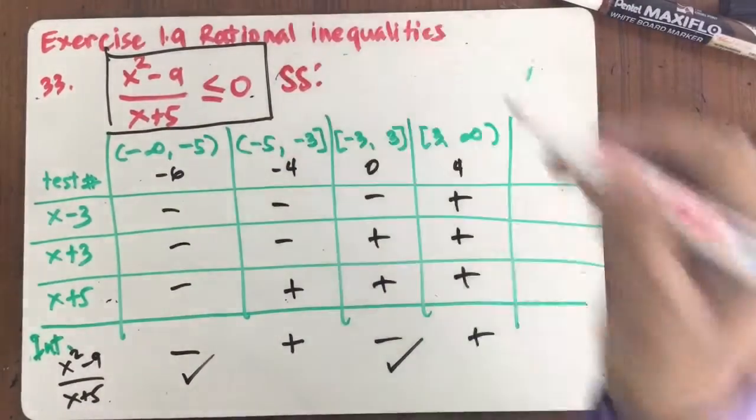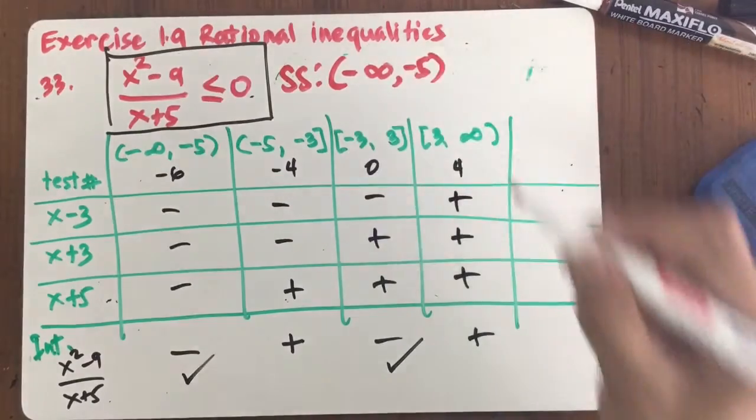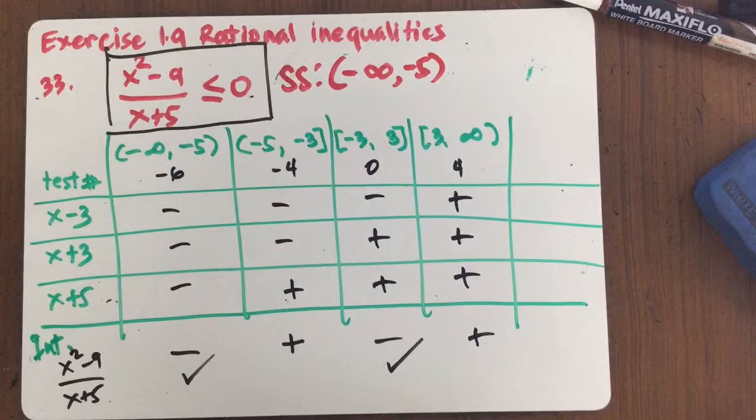Pay attention to how I will write our solution set sa interval notation. So it's going to be from negative infinity to negative 5. So, is it clear sa inyo? Is it clear sa iyo kung bakit open tayo sa negative 5? So, open tayo sa negative 5 kasi undefined doon ang ating function.